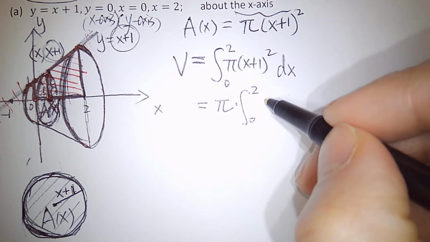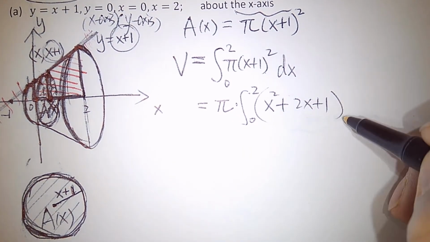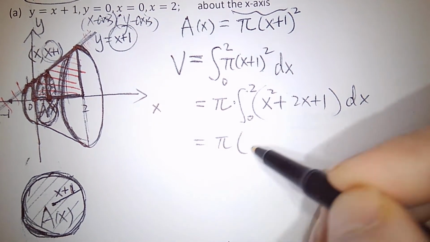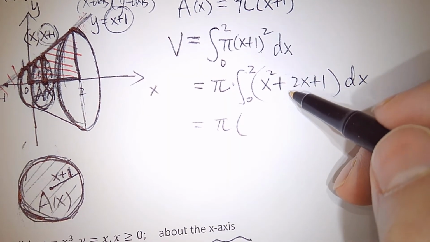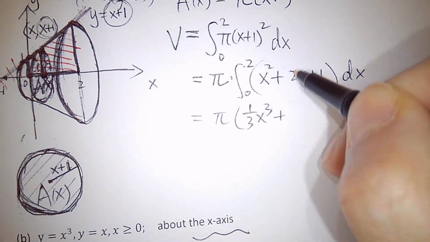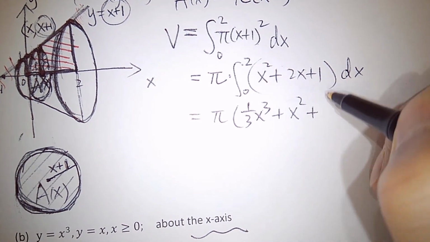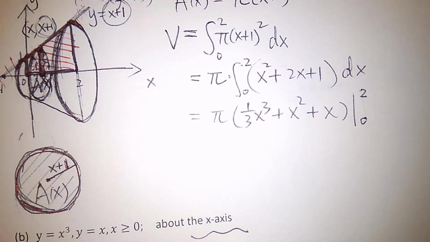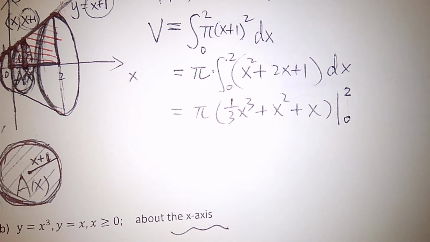So x plus 1 squared, let's write it out. It gives us x squared plus 2x plus 1, right? And then what are the antiderivatives of these terms? What's the antiderivative of x squared? 1/3 x cubed. For 2x, the antiderivative is x squared. For 1, the antiderivative is x. Evaluate from 0 to 2.